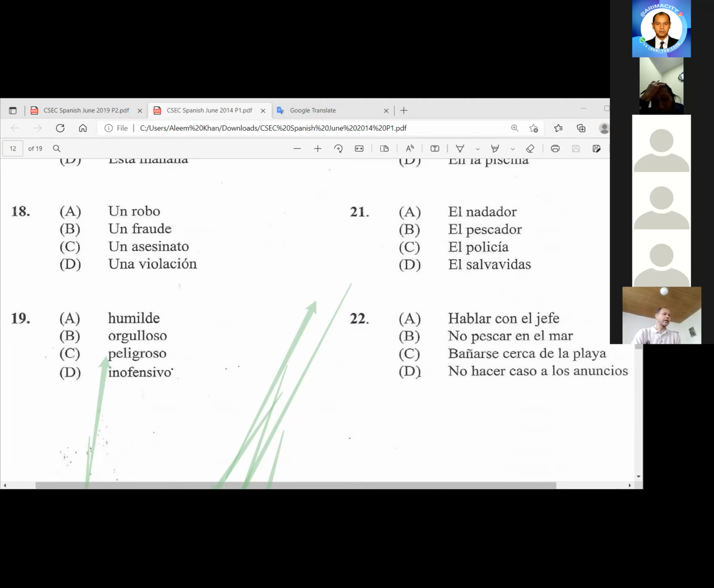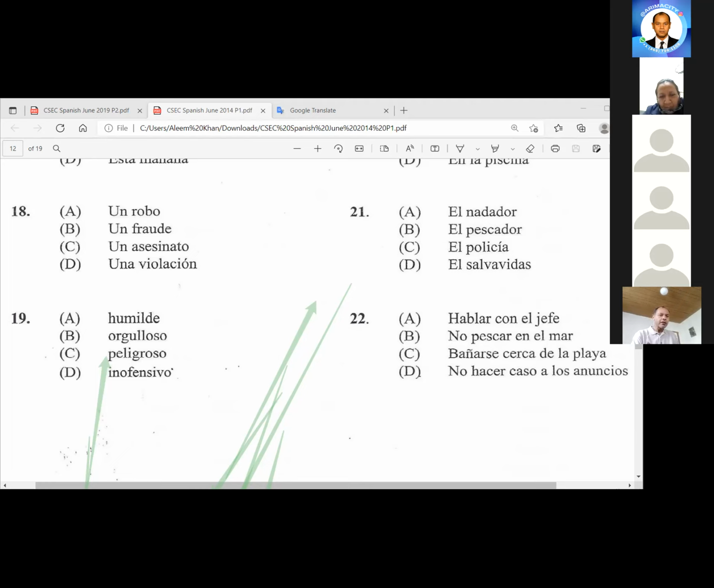Okay. Alguien le dijo a la chica que no nade en las honduras del mar. Alguien le dijo a la chica que no nade en las honduras del mar. ¿Quién le dijo a la chica que no nade en las honduras del mar? Okay, so I think I would say B. D. D is the right answer. Did you say B or D? B.